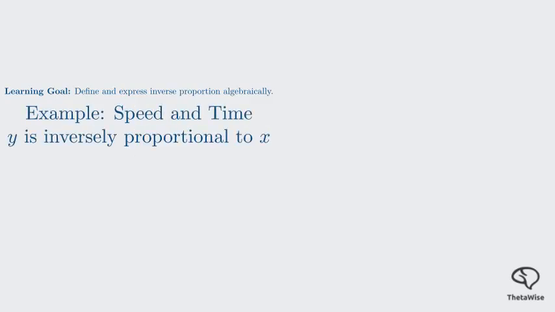Now, let's look at inverse proportion. This occurs when one value increases while the other decreases. Think of speed and time. If you travel at a higher speed, the time taken for your journey decreases. We say y is inversely proportional to x.